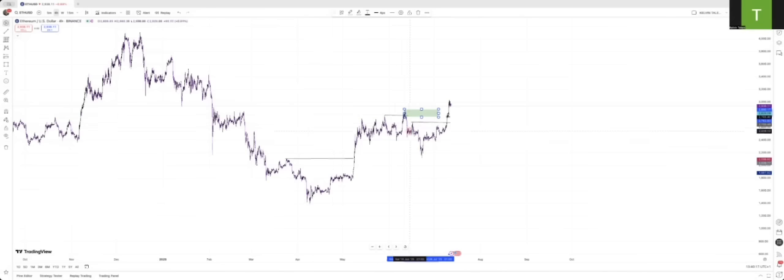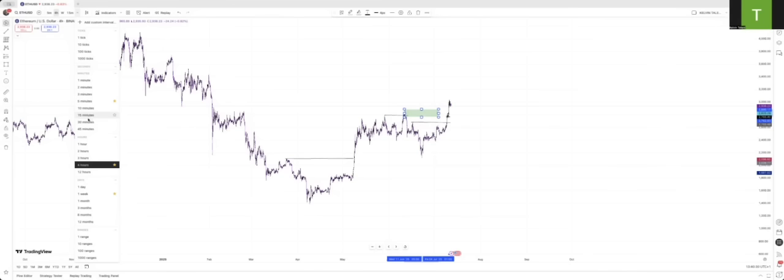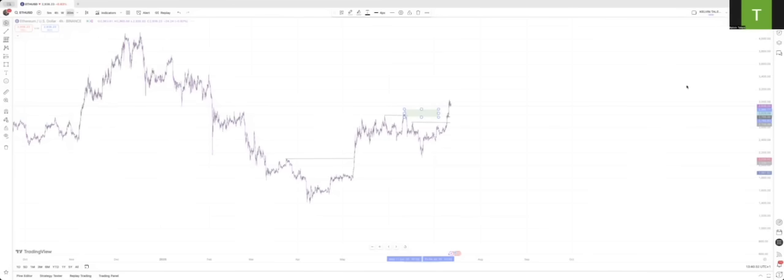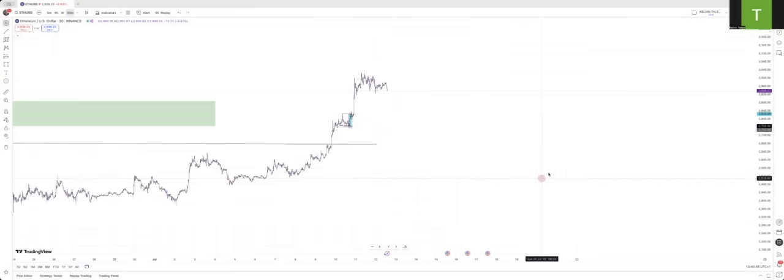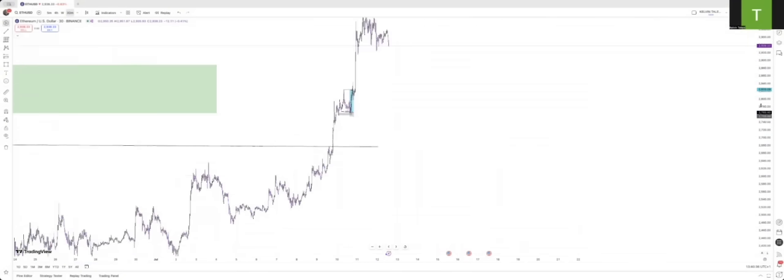So after the accumulation, manipulation, and distribution, we need to understand that price is continuing upward. So you want to be looking for such kind of pattern in line with this current market structure. And I was able to spot two, I think. Let's go to the lower time frame, like the 30 minutes time frame here. I was able to spot like two.